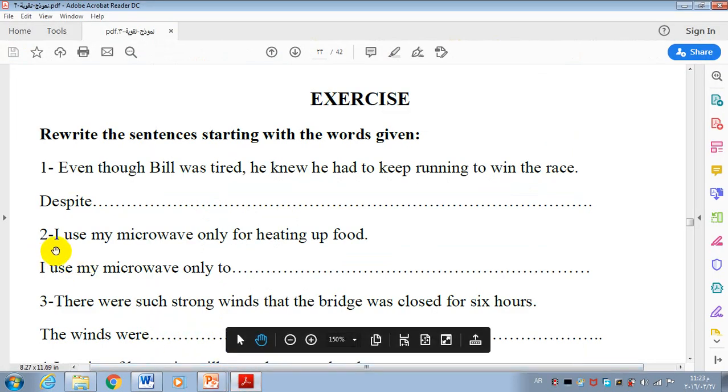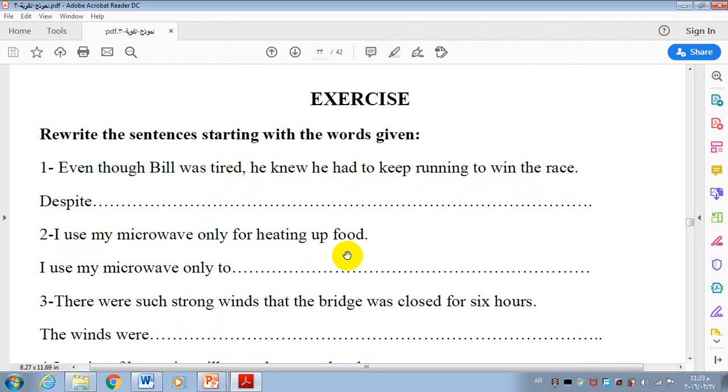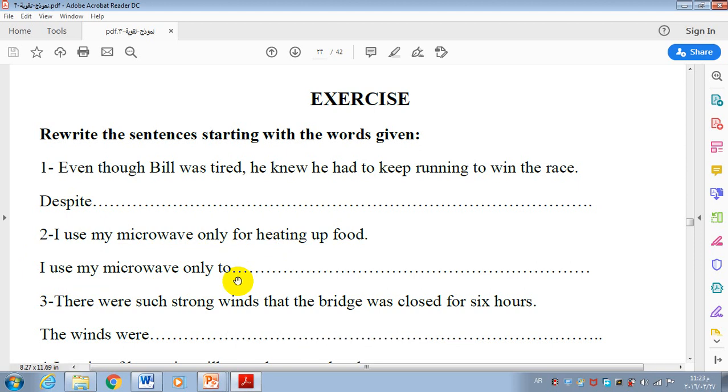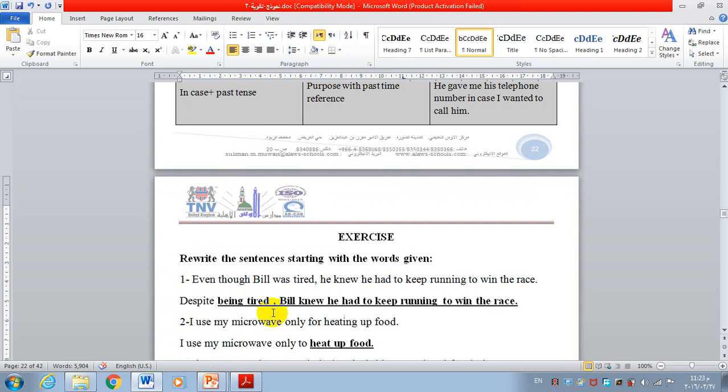Number 2. I use my microwave only for heating up food. I want you to rewrite this sentence starting with I use my microwave only to. Only to what? Think and give me the answer. Good. The right answer for number 2: I use my microwave only to heat up food. Like I said before, we use to plus infinitive to express purpose.